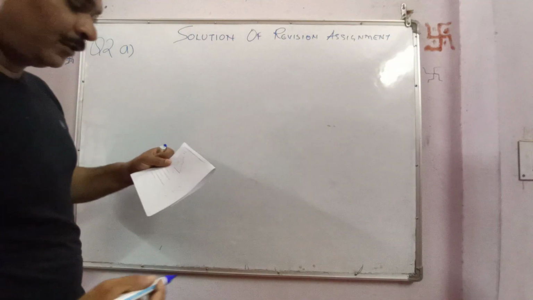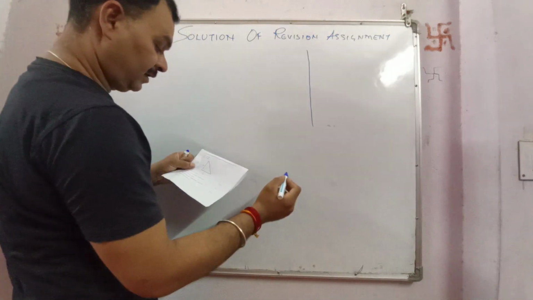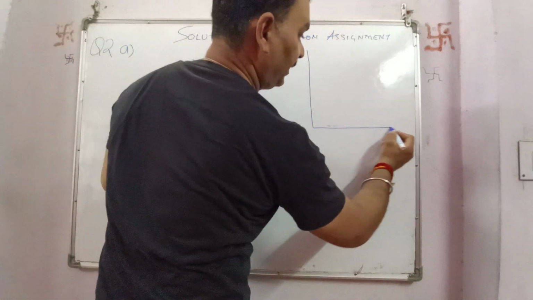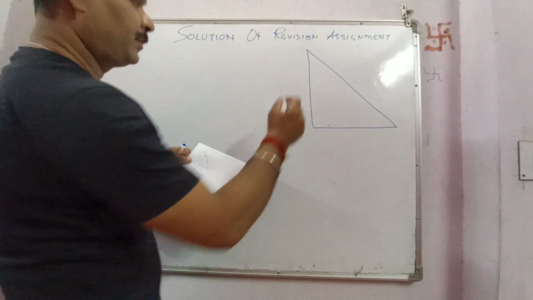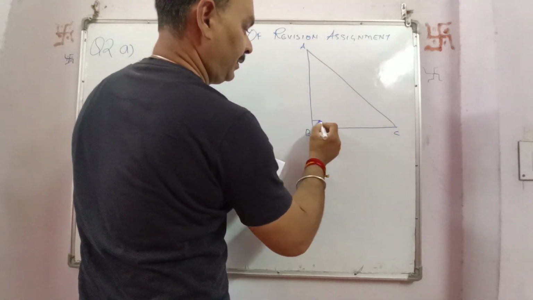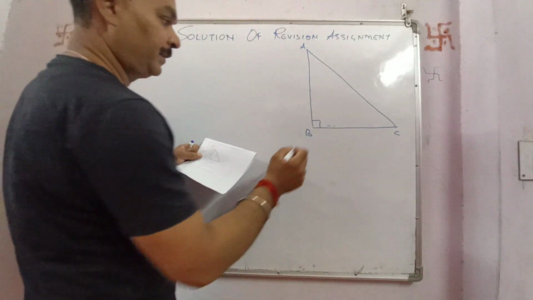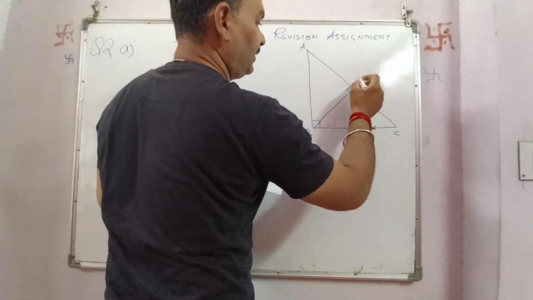Question number 2A part. Now it's a very important question. It is conceptual as well as application based question. Say we have been provided with a triangle ABC where it is right angled at B and an altitude is dropped from B to AC.